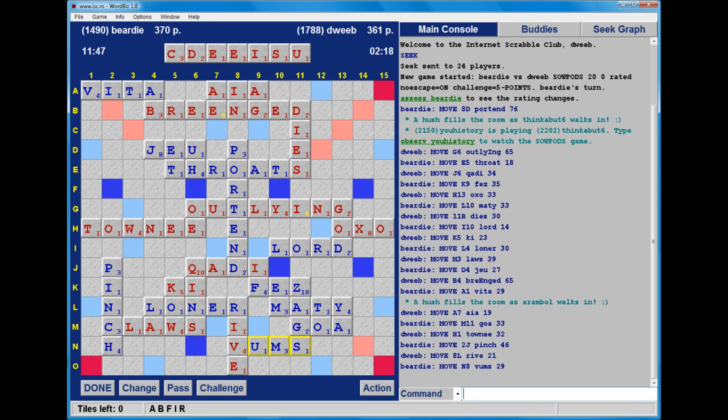He plays Vums for 29, he takes a 9-point lead. There's no tiles in the bag. I've got just over 2 minutes and I need to go out in 2 and score well. Can I do that? I've got the S. Is there anything I can pluralise? No, there isn't. So how can I score well?